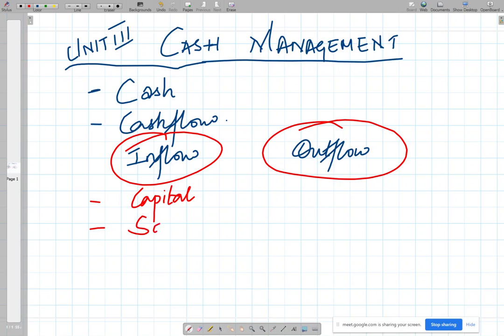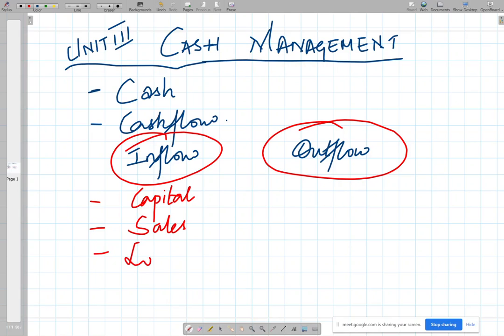Then when you sell something, especially when you sell something for cash, and even if it is for credit, you know that the money will be paid later. So sales are a type of cash inflow. You sell the goods and you bring the money into the business, so it's an inflow of the cash.